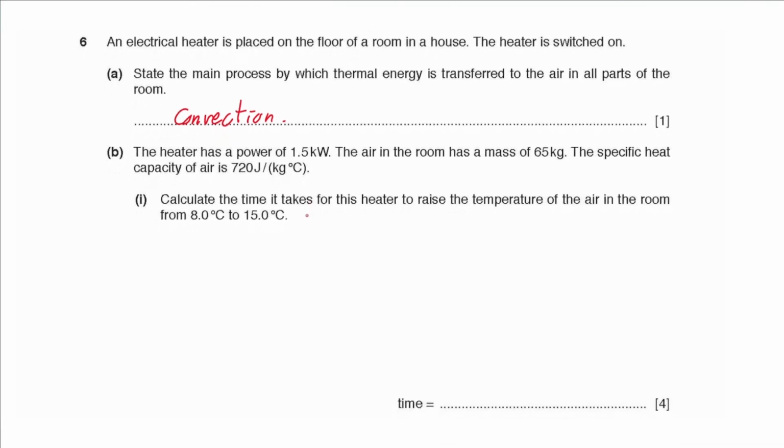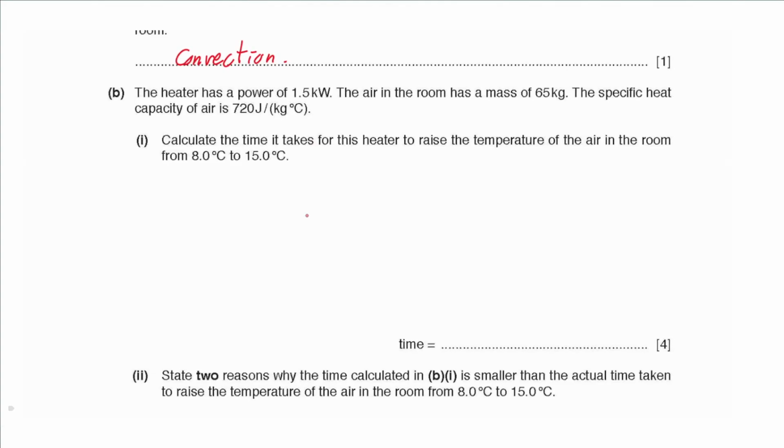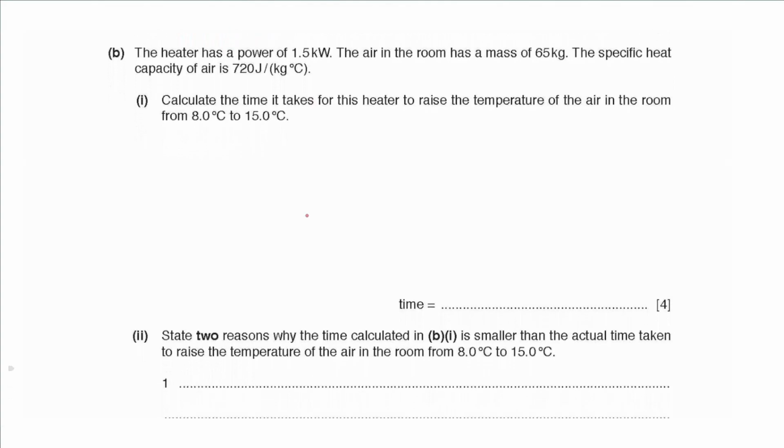Part B says the heater has a power of 1.5 kilowatts. The air in the room has a mass of 65 kilograms. The specific heat capacity of the air is 720 joules per kilogram degrees Celsius. I says calculate the time it takes for the heater to raise the temperature of the air in the room from 8 degrees Celsius to 15 degrees Celsius.